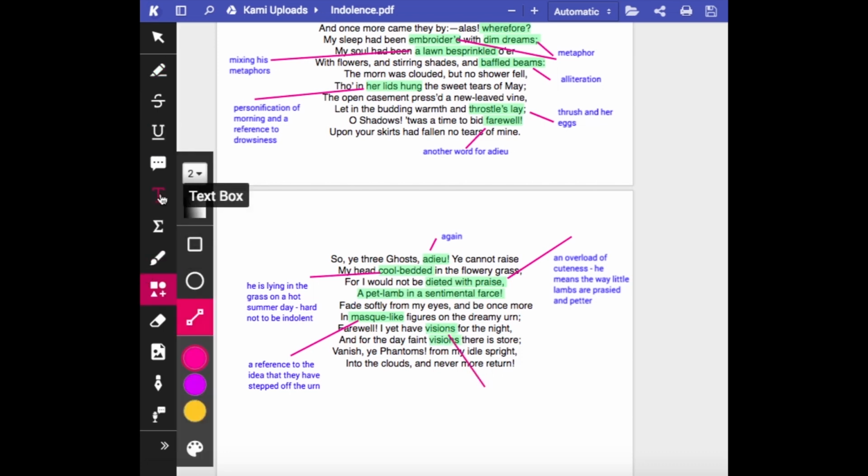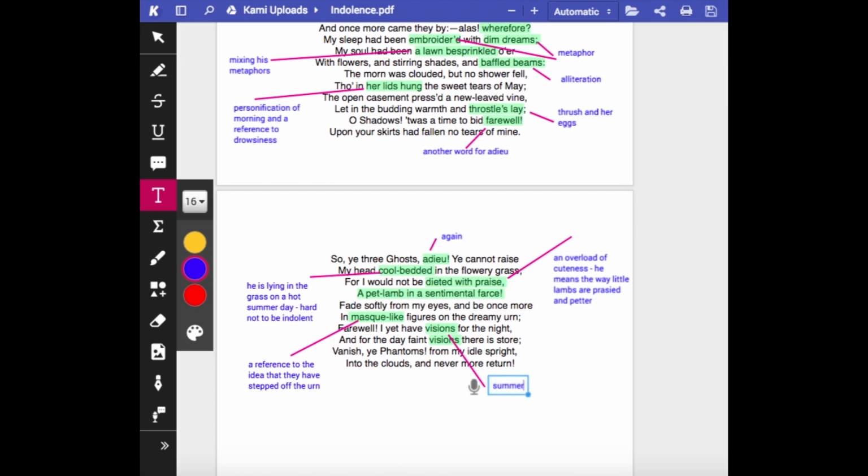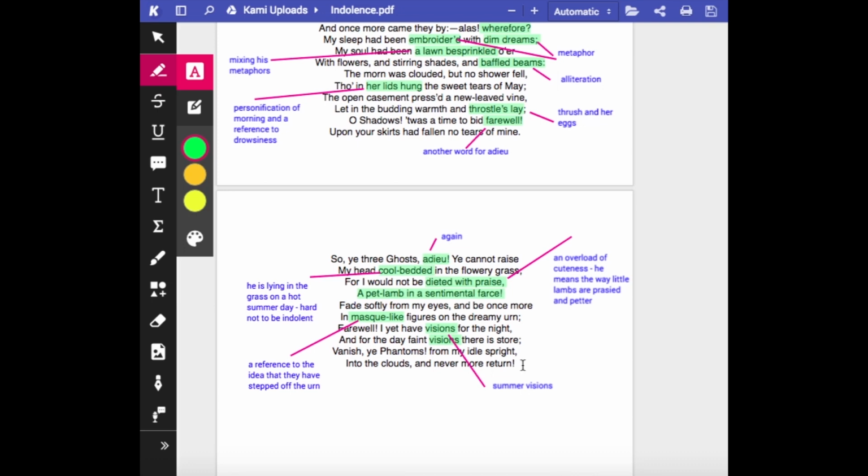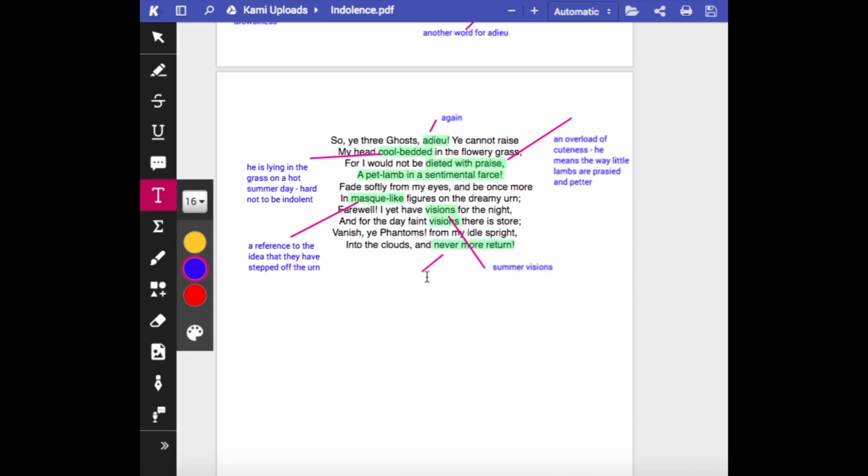And he's now talking to the figures again. Fade softly from my eyes and be once more in mask-like figures on the dreamy urn. And he's working with the idea that they have stepped off the urn and are circling around him, and they must go back now to the urn and just become solid figures and not disturb him with ideas of ambition or poetry or love. He must make his way to work, as it were.